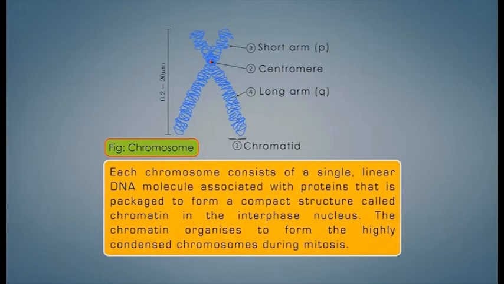Although the number of chromosomes and ploidy level may vary in different eukaryotes, the chromosomes in eukaryotes have a basically similar organization. The DNA present in the nucleus of eukaryotes is divided between a set of different chromosomes. Each chromosome consists of a single linear DNA molecule associated with proteins that is packaged to form a compact structure called chromatin in the interphase nucleus. The chromatin organizes to form the highly condensed chromosome during mitosis.